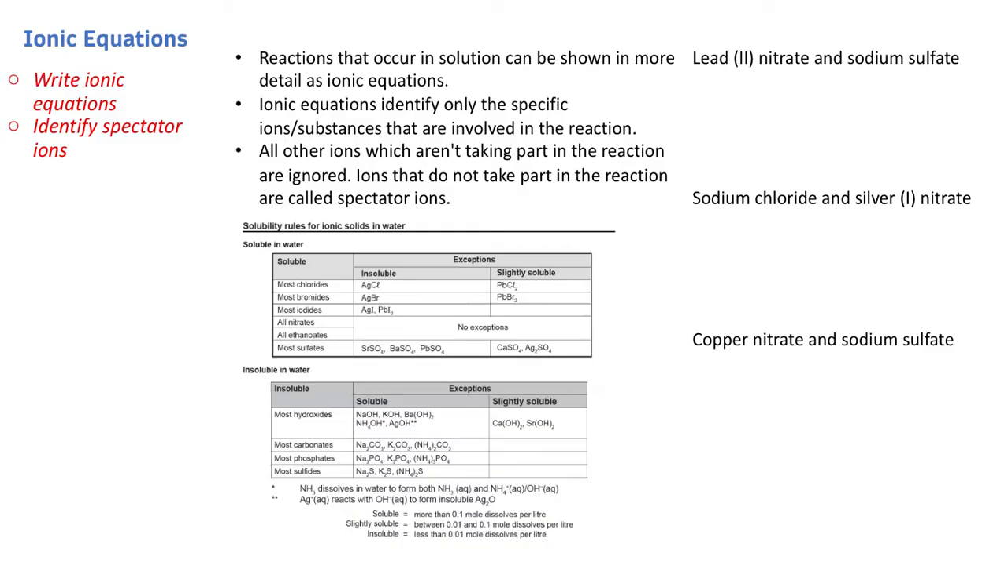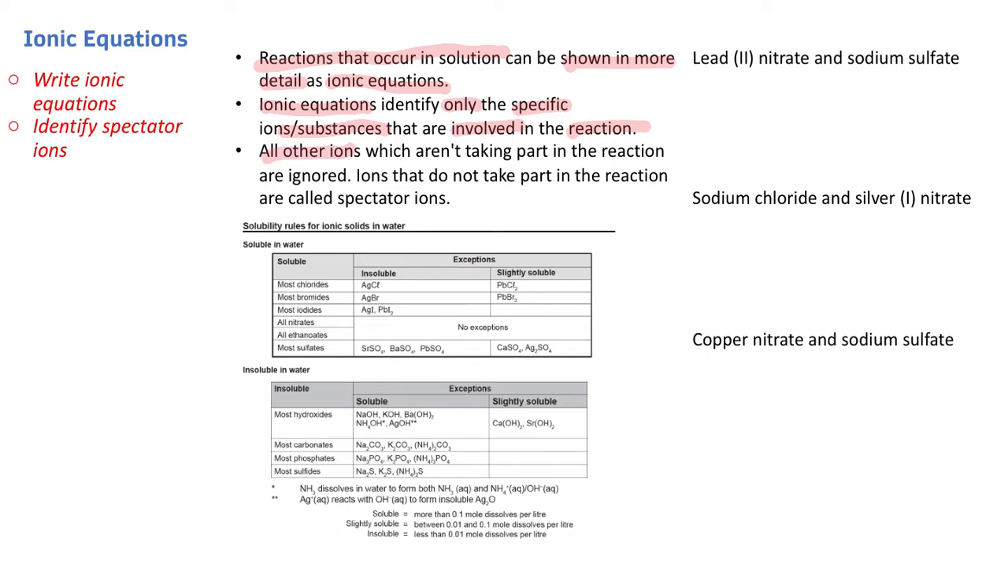Okay, so let's have a look. Reactions that occur in solution can be shown in more detail as ionic equations. Ionic equations identify only the specific ions or substances that are involved in the reaction. In other words, there are certain ions that might do nothing. They are just floating around in solution. Since they don't take part in any reactions, you don't really need to put them into the chemical equation when you write it out. You only need the ions or substances that are actually reacting.